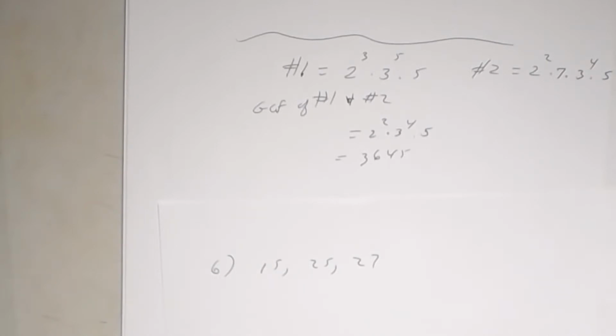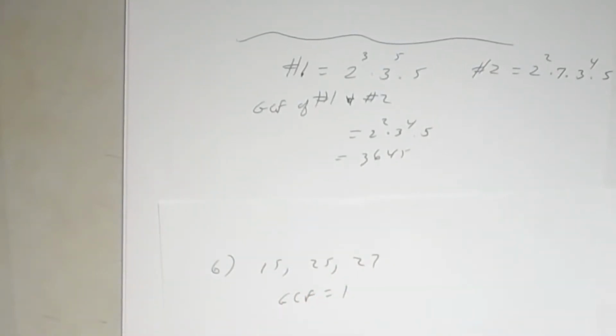Someone said the answer. If you don't see a GCF, then the GCF is automatically the number 1. So the GCF is 1. One is the largest number that goes into both of those evenly. GCF is 1.